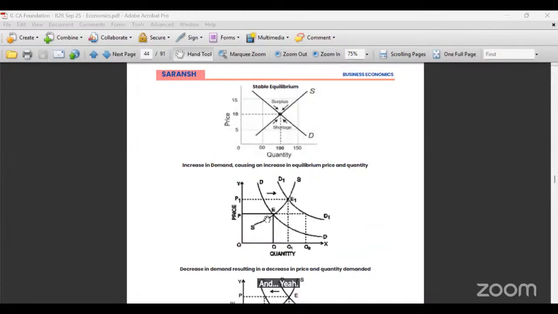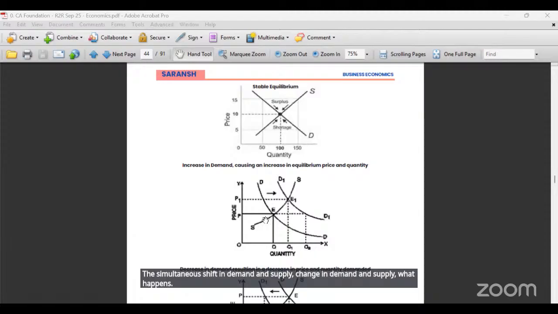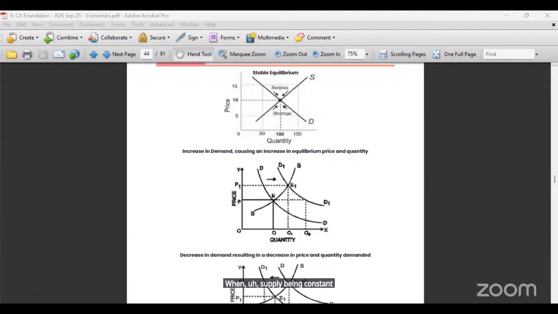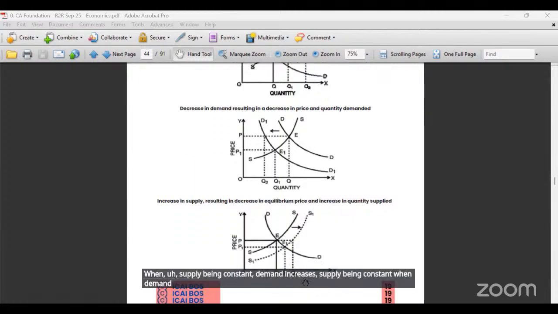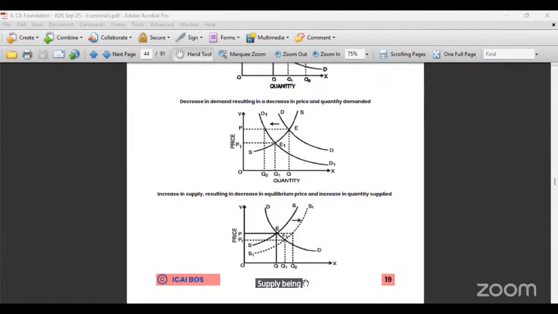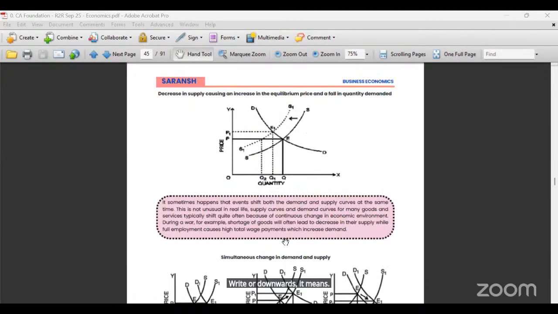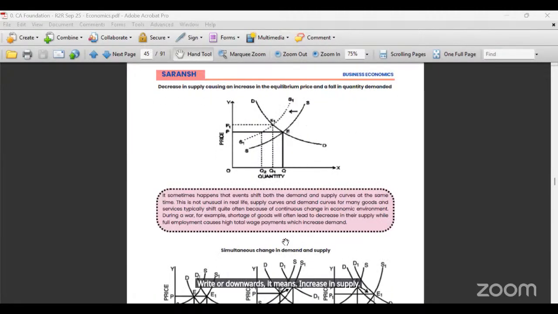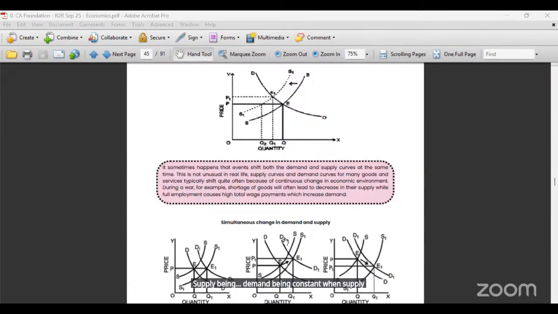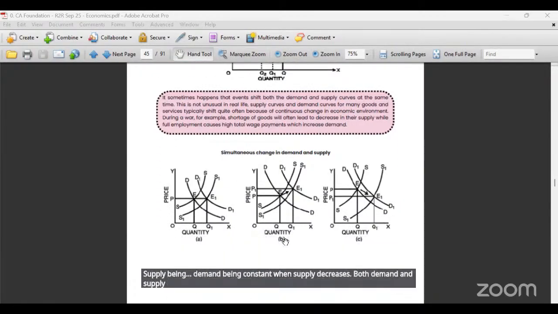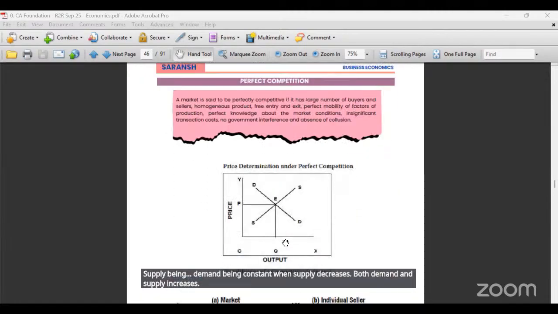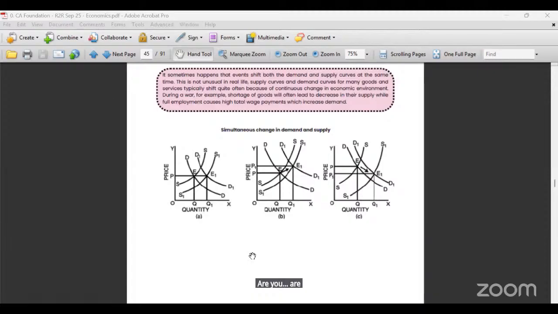The simultaneous shift in demand and supply, change in demand and supply. What happens when supply being constant, demand increases; supply being constant, when demand decreases; demand being constant, when supply increases. Please understand that when the supply curve shifts towards right or downwards, it means increase in supply. Demand being constant, when supply decreases; both demand and supply increase. Do you remember all of these things? They are important.